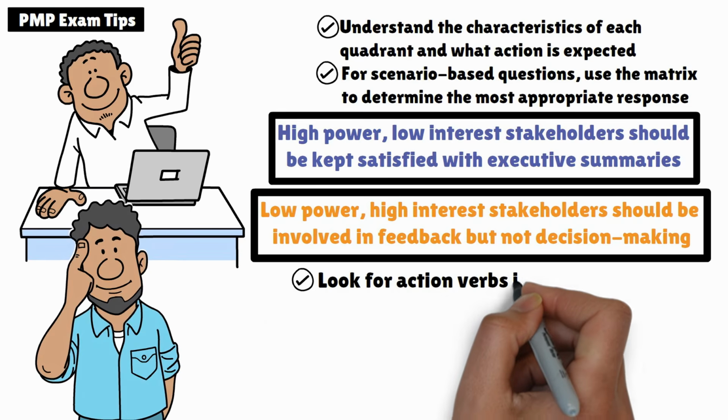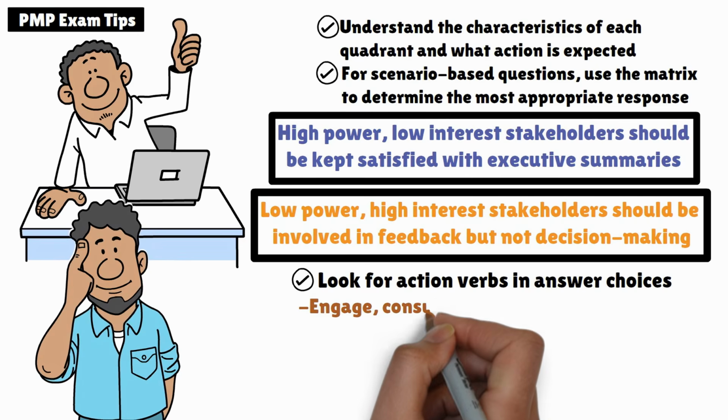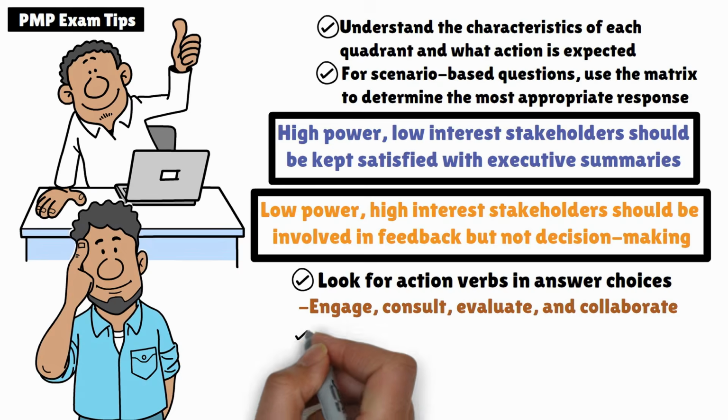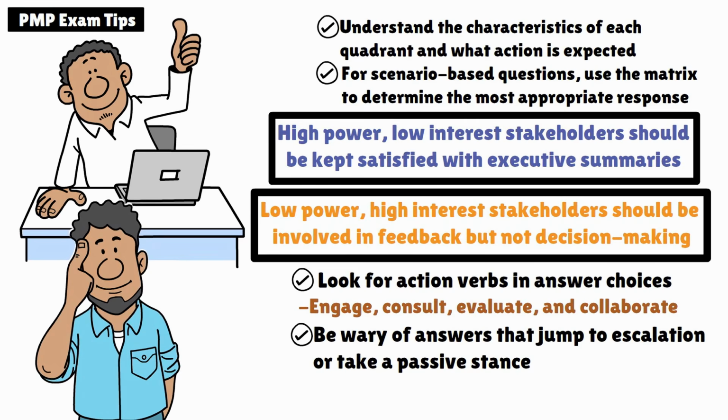Look for action verbs in answer choices. PMI tends to favor keywords like engage, consult, evaluate, and collaborate. Be wary of answers that jump to escalation or take a passive stance. PMI favors proactive and collaborative leadership styles.